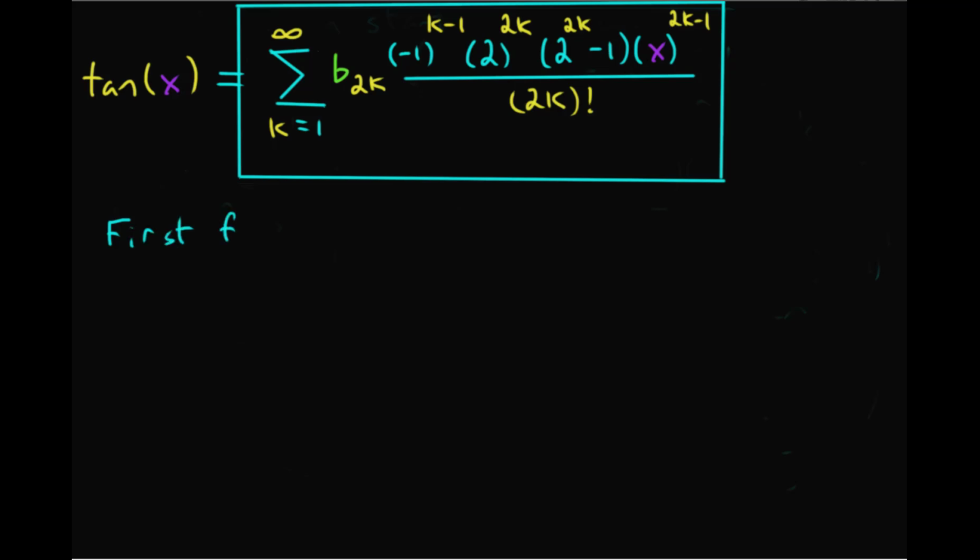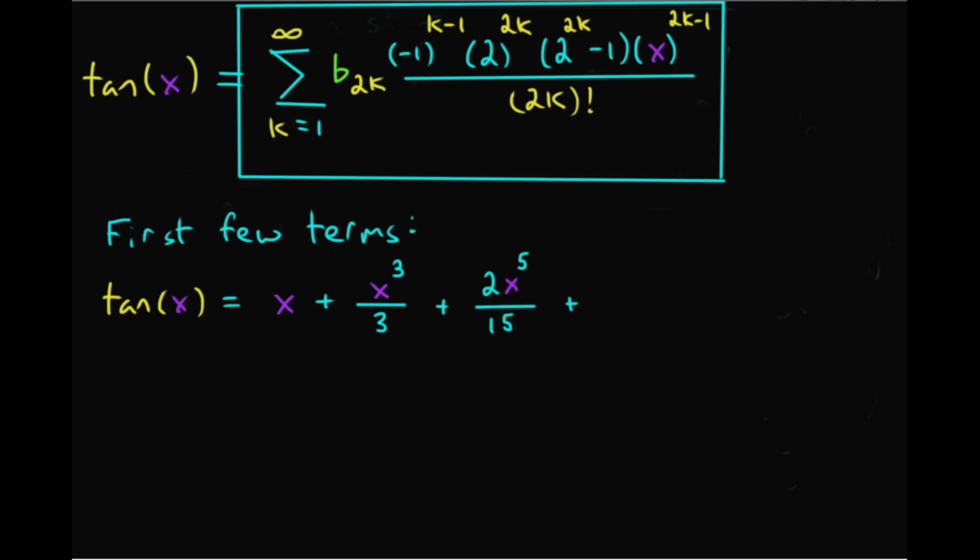Now, just as we did for cotangent of x, I want to at least exhibit the first few terms of tangent of x. I'm not going to perform all of the calculations for this because you can follow the example from cotangent of x to do this, but just so that you can see what it looks like, the first few terms of tangent of x are tangent of x equals x plus x cubed over 3 plus 2 times x to the 5th over 15 plus 17 times x to the 7th over 315 plus and so on.